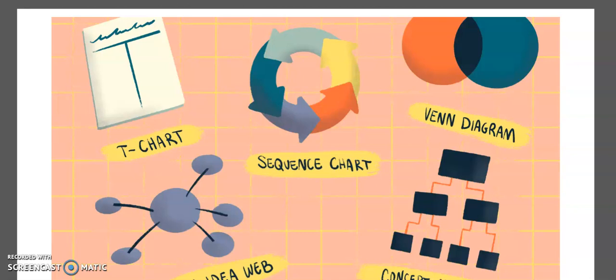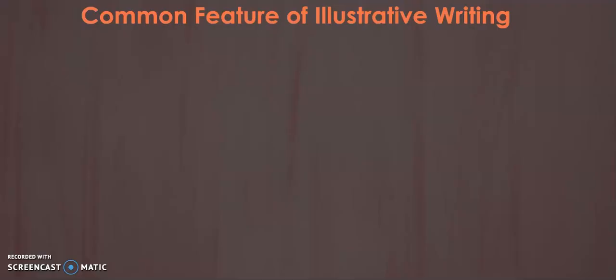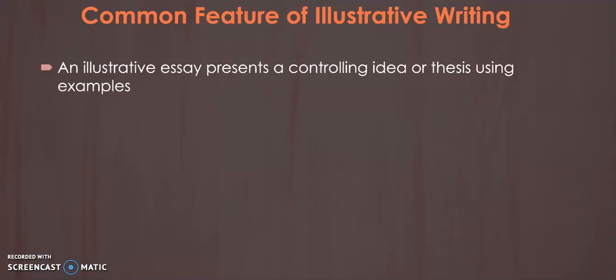So some of the common features that you have to keep in mind while you write illustrative essays are as follows. An illustrative essay presents a controlling idea or thesis, the illustration of which is done using examples. So giving a lot of evidence, examples, statements, charts or graphs is the first thing that you have to remember here.